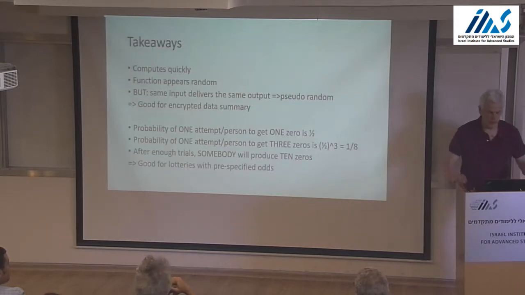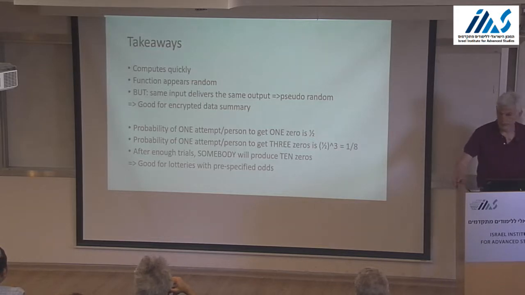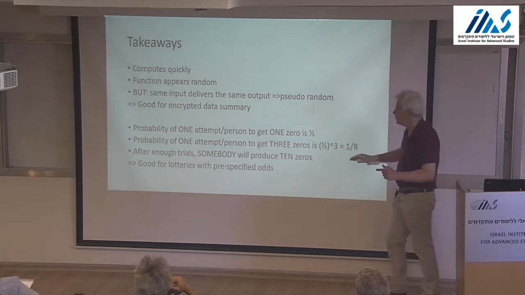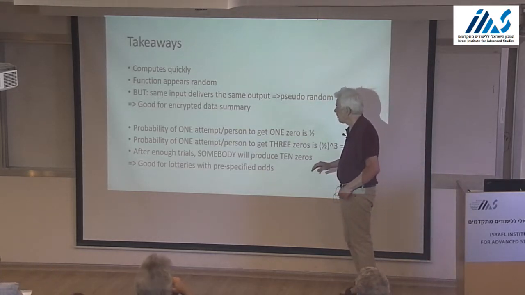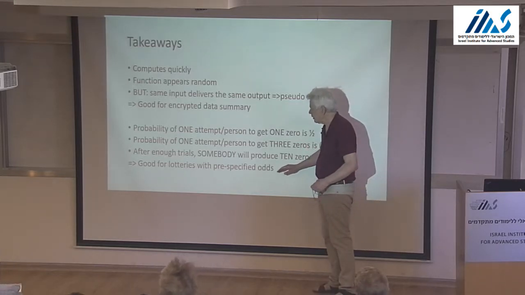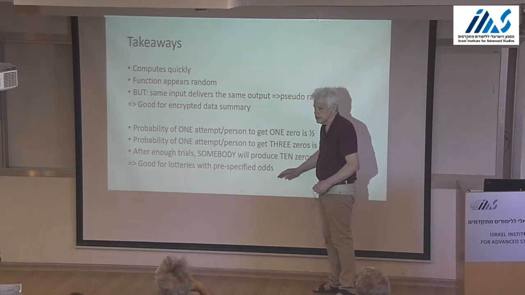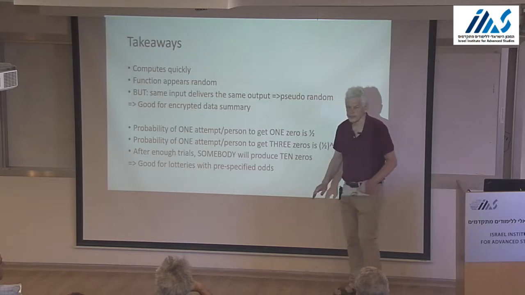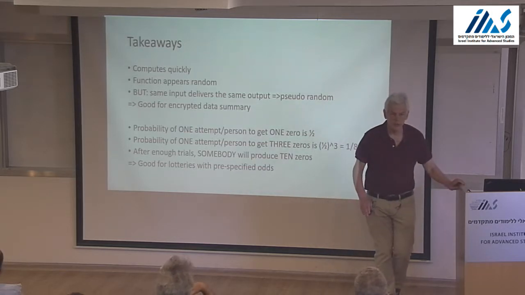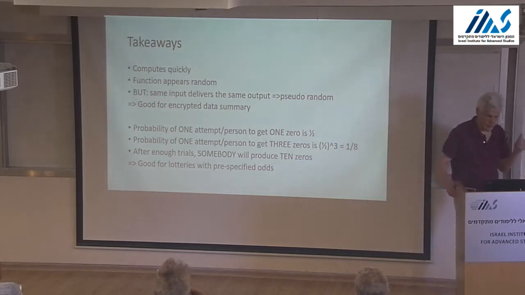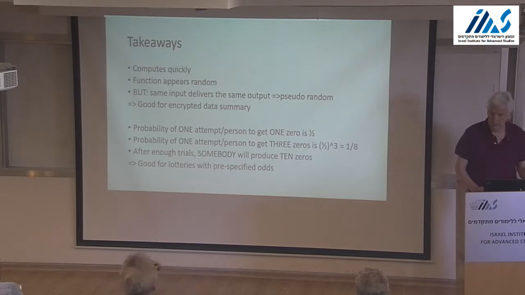So the takeaway is that it computes quickly, and the function appears random, but it's really pseudo-random in the sense that the same input will deliver the exact same output. And here are the probabilities, which in the end tell us that you can use this mechanism for lotteries with pre-specified odds. So if you want to conduct a lottery where someone will win with probability 1/128, I require 6 zeros as the leading digits, and the probability of winning that is 1/128. And we'll use that in Bitcoin. Any question? Simple. Okay, good.